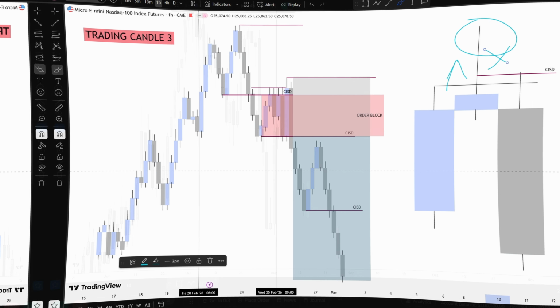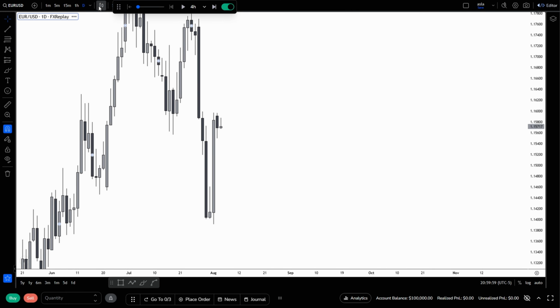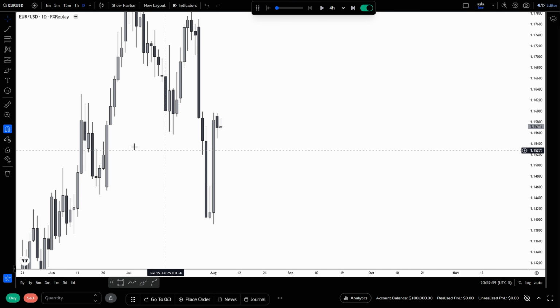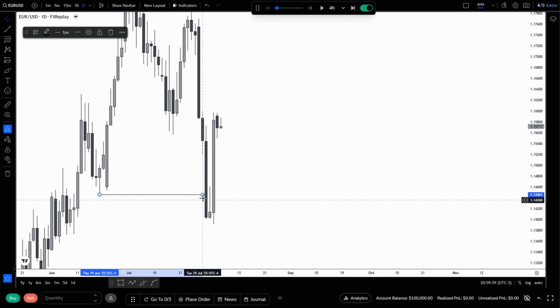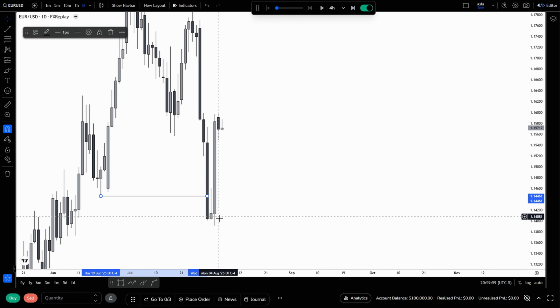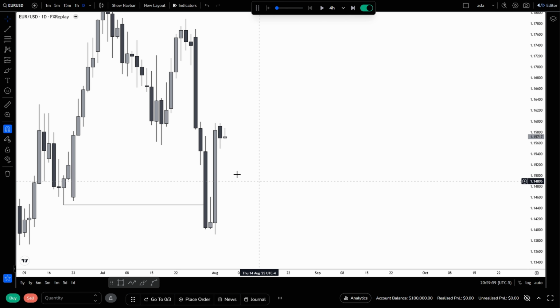So here we are with our first example on Euro on the daily chart. If you look closely, we first have expansion down taking out previous lows. After that, we get expansion in the opposite direction, which acts as a reversal. Then price retraces back into a fair value gap.